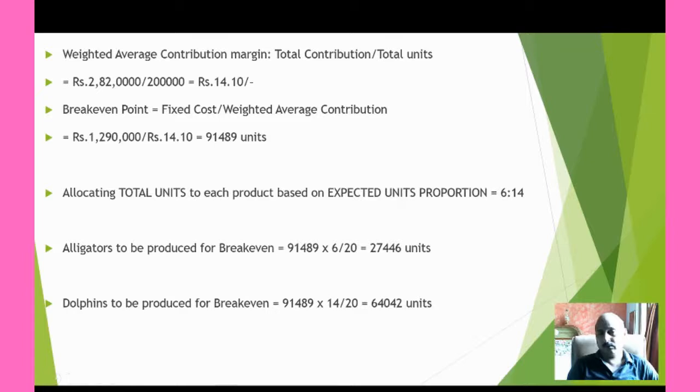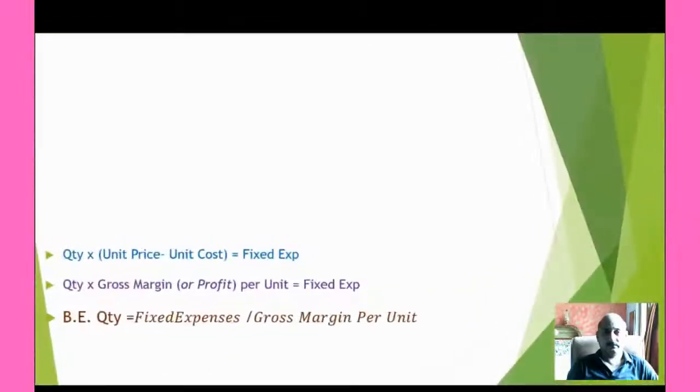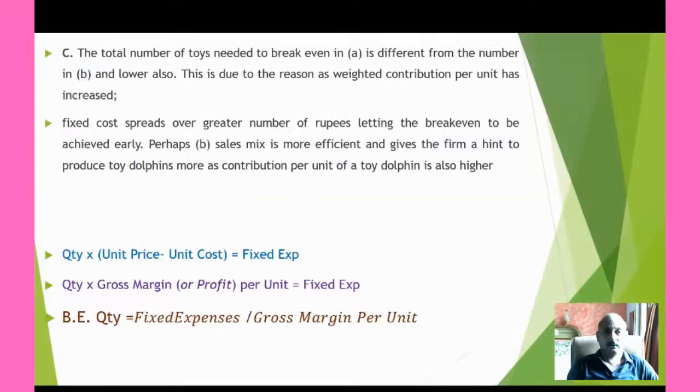So first of all we will calculate the alligator units, that is 91,489 into 6 by 20 equals 27,446 units, and for dolphin 91,489 into 14 by 20 equals 64,042 units. Next is the third part of the question. The total number of toys needed to break even in A is different from the number in B, and lower also.